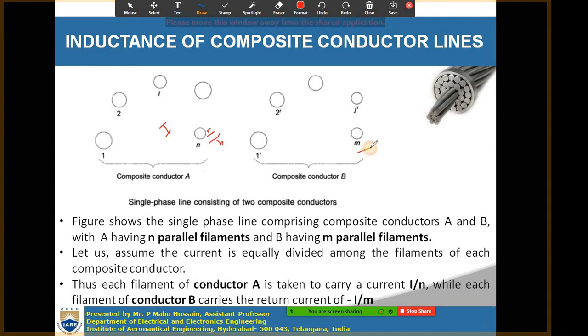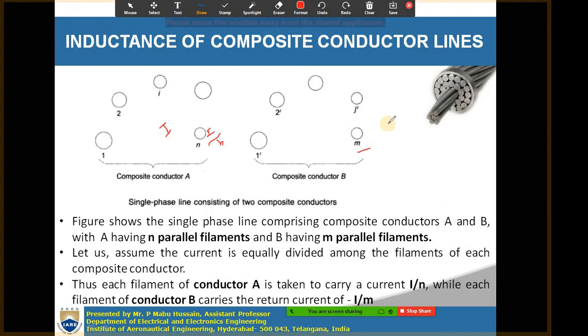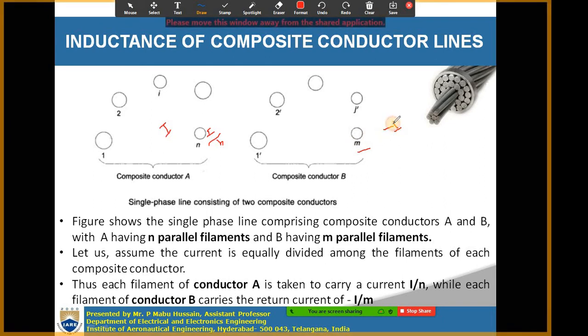Similarly, for conductor B there are m number of conductors, and this conductor B will act as a return path. So the current flowing through conductor B is minus I, right? Minus I is the total amount of current, and for each strand it will be minus I by m.